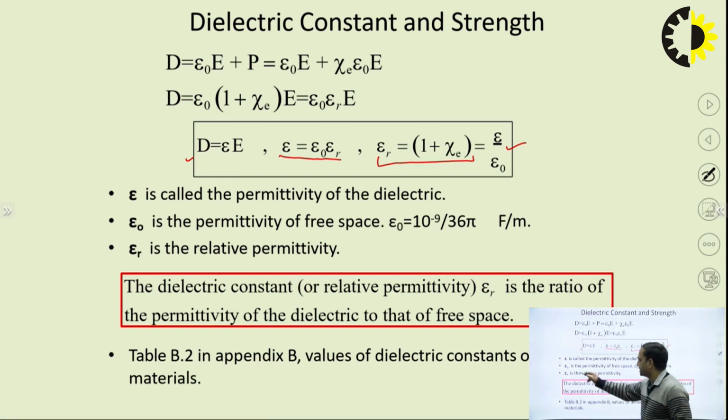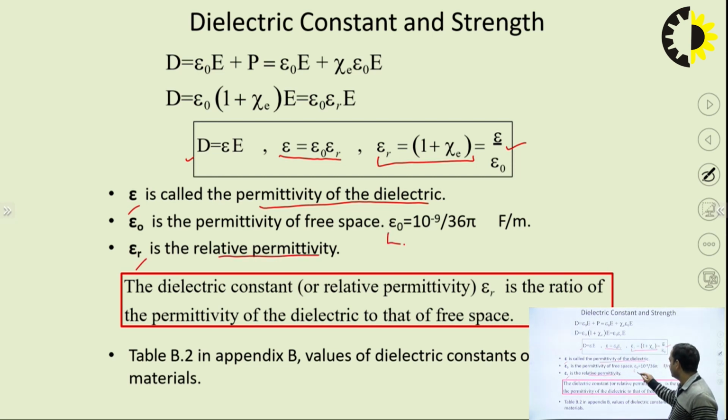Here epsilon is the permittivity of the dielectric, epsilon naught is the permittivity of free space, and epsilon r is the relative permittivity. We know the formula: epsilon naught is equal to 10 to the power minus 9 upon 36 pi farad per meter. The dielectric constant, epsilon r, is the ratio of the permittivity of the dielectric to that of free space.